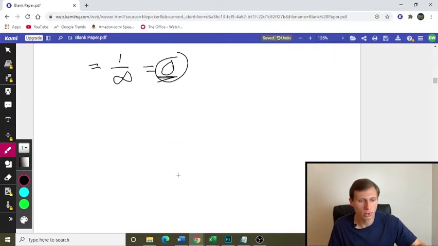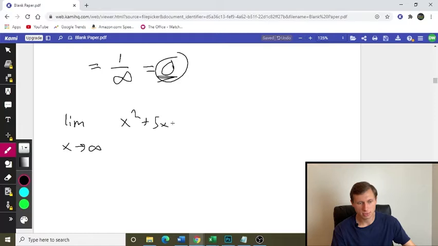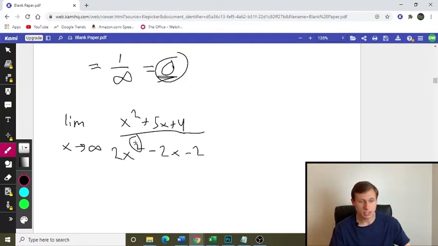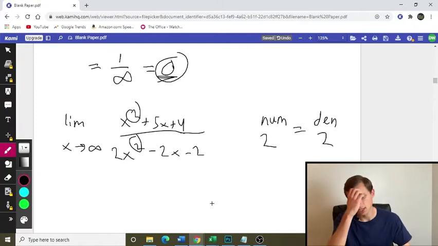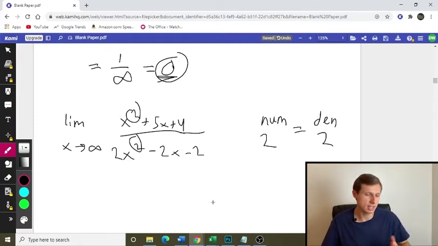And now, one more case, again, this is the annoying case, when the degrees actually equal each other. So limit as x approaches infinity of x squared plus 5x plus 4 over 2x squared minus 2x minus 2. And in this case, they're equal to each other, right? Numerator degree 2 is equal to denominator degree, which is also 2. And in this case, they're not going to cancel out exactly.